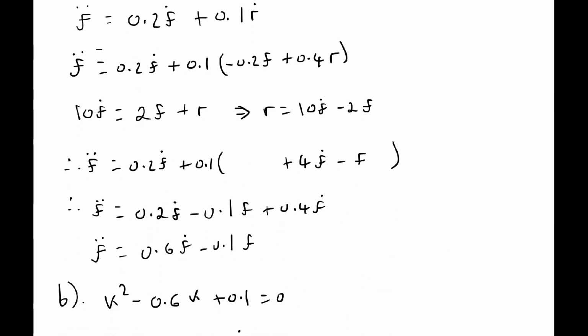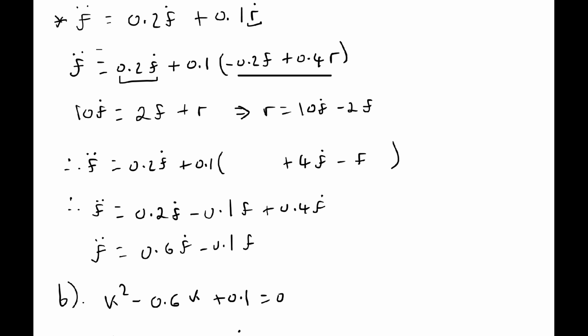what I've done is I've differentiated df dt to give f double dot as 0.2 f dot plus 0.1 r dot. I've then used the first expression that we had to rewrite it. So f dot dot, obviously we have 0.2 f dot, that was just given to us. But then in place of r dot, I've used dr dt equals minus 0.2 f plus 0.4 r. I've substituted that in for dr dt.